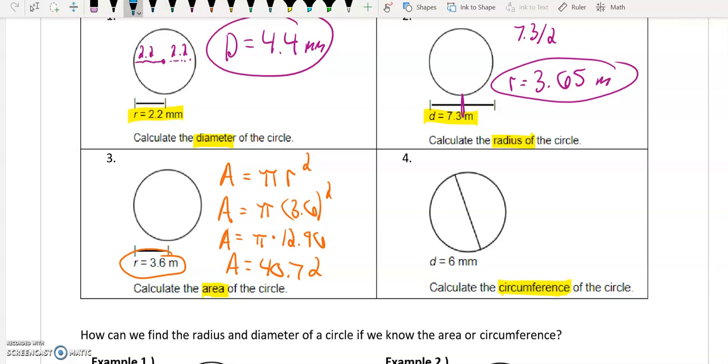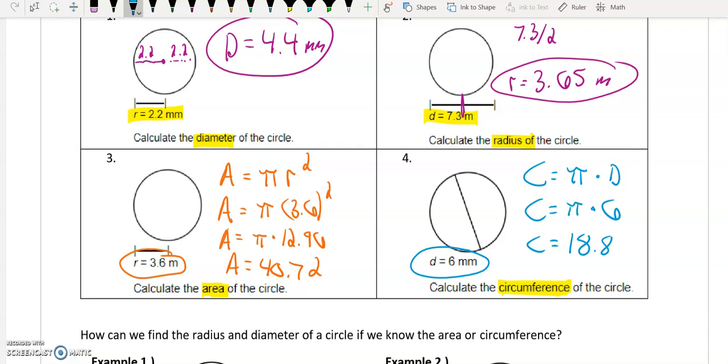Circumference, on the other side over here, our circumference formula is a little bit more simple. That's pi multiplied by diameter. They do in fact tell us the diameter, so we can just go ahead and plug that directly in. So my diameter is 6. In my calculator, all I have to do is 6 pi, which should have given you an 18.85, assuming you rounded correctly.